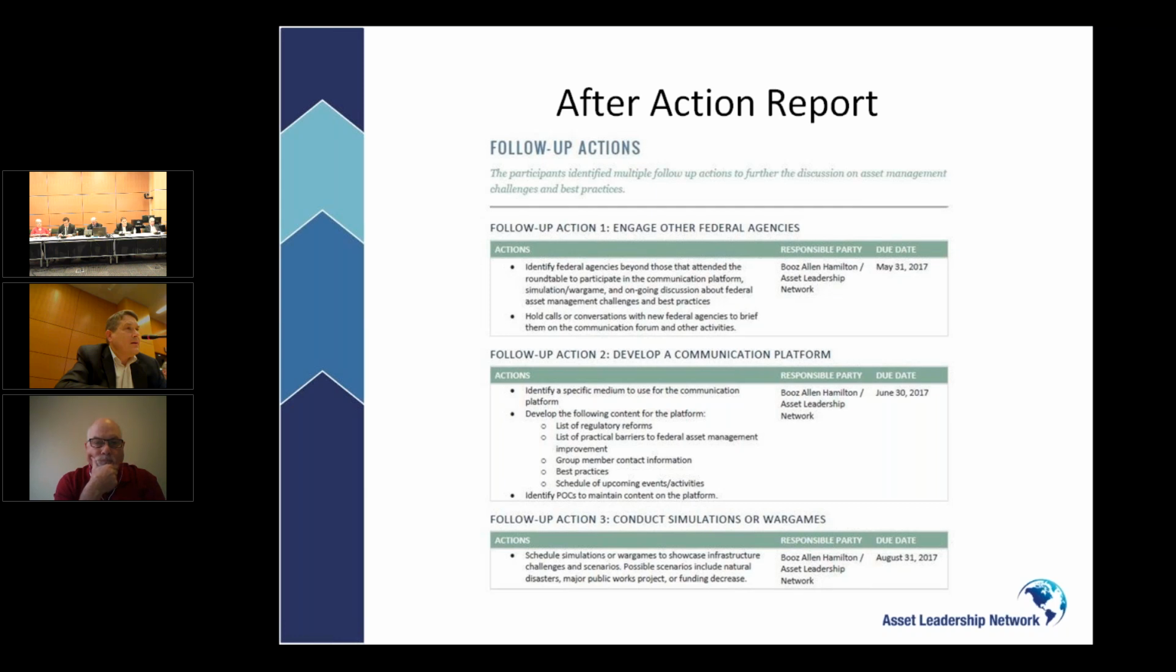And will federal agencies be able to reach out to us and start joining and participating in this? Yeah, absolutely, absolutely. We invited several that weren't able to come, NASA, Department of Interior, several other federal agencies. So absolutely, all federal agencies are absolutely welcome to be part of this communication platform. Just reach out to Mike or to myself or anybody on the Asset Leadership Network, and we'll make sure we plug you in. We have emails at the end that we'll be able to share.